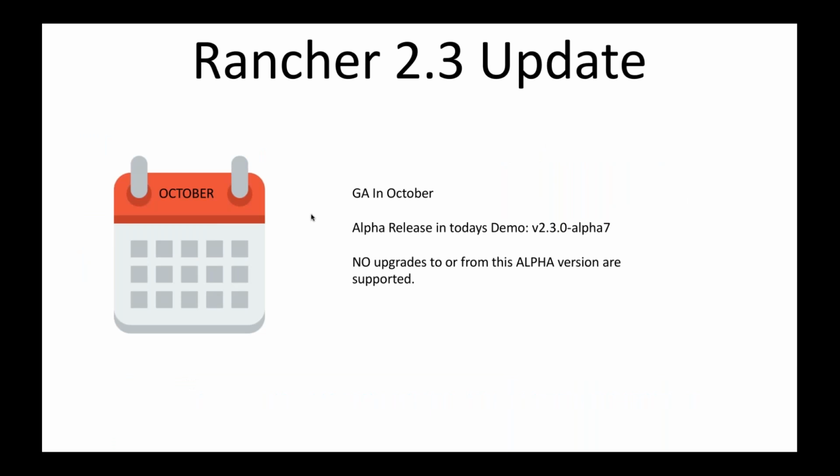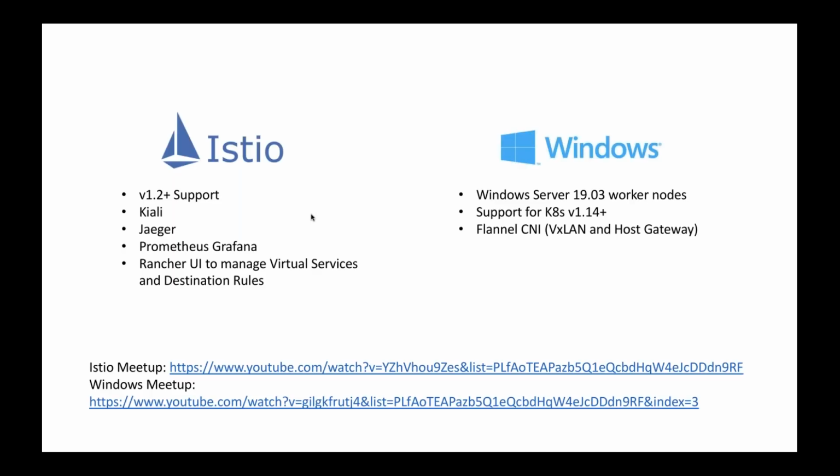All right, so Rancher 2.3 update. We're pretty excited. It's GAing in October, and that'll be fully supported and ready to go. If you want to play with what you're seeing today, check out our alpha release. We're using version 2.3.0-alpha7. I want to emphasize that there are no upgrades from this version, so just use this on your test and demo clusters. But we're pretty excited about this coming. It's got some major new features. We've covered some of these in past meetups, and if you'd like to get more in depth, there are YouTube links to those presentations below.